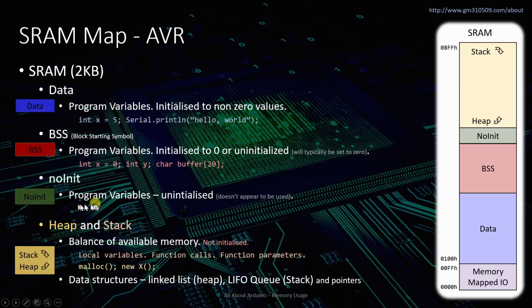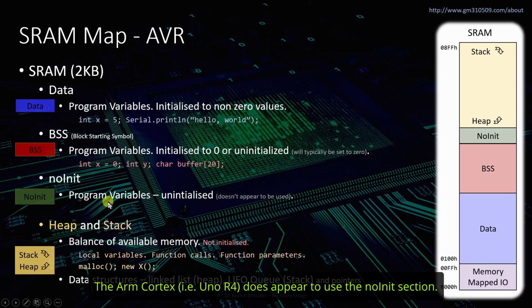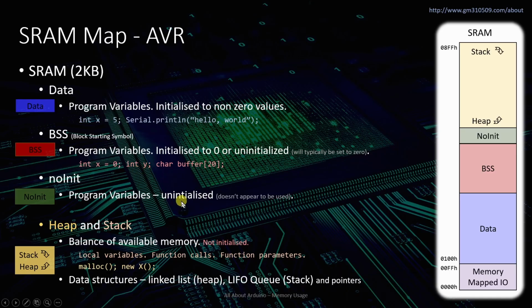The next section is no init, and it appears from the various linker scripts and so on that this doesn't appear to be used, but typically this is uninitialized variables. So maybe in the olden days, variables like y and buffer would have gone into this uninitialized section, which means that their initial values would be random. But thanks to them being in this BSS section, it's very likely that their initial values will be 0. When we look at that, we might not see that because maybe something has happened inside them. But anyway, that's the idea of the distinction between these two.